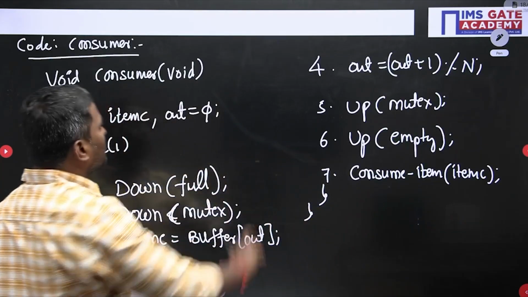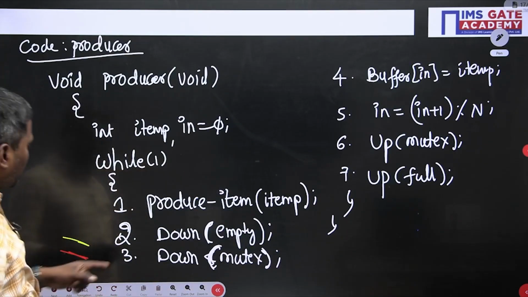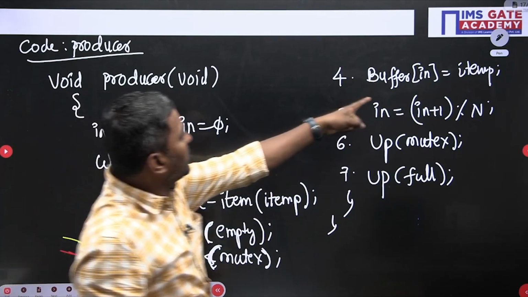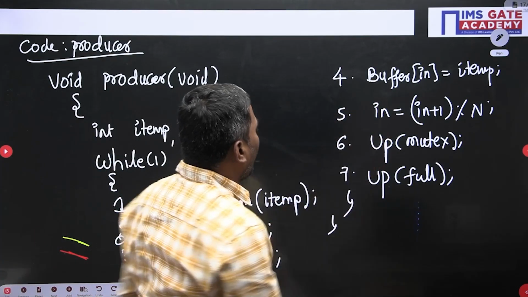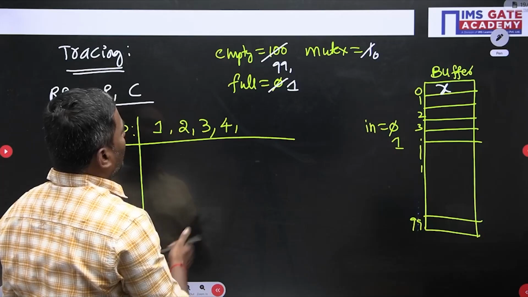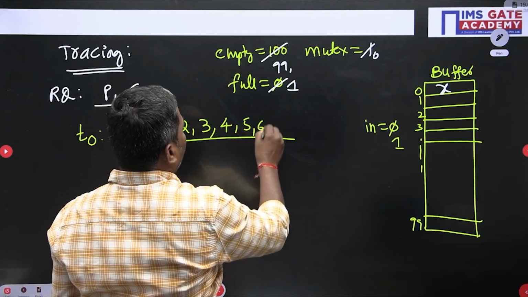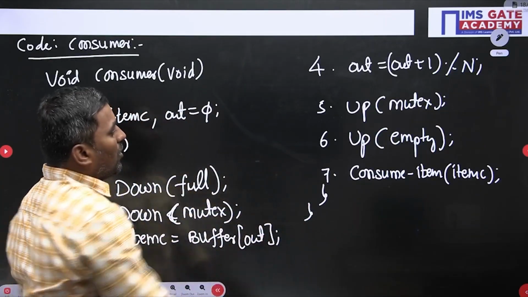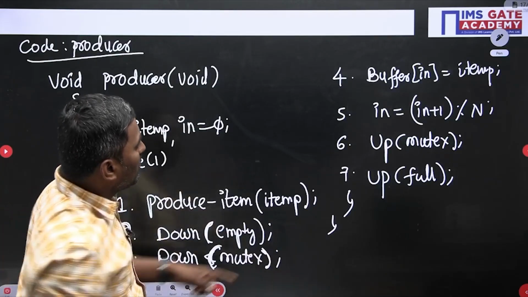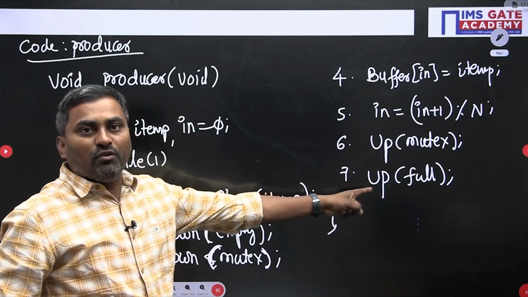You can go and see. Producer code: down mutex, place item in the buffer, increment in, up mutex. 5, 6, 7, okay. So this is 5, 6, 7, okay. Now see what happens. So once, when you write up full, what happens?